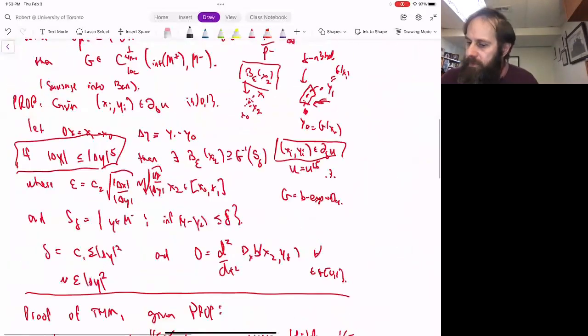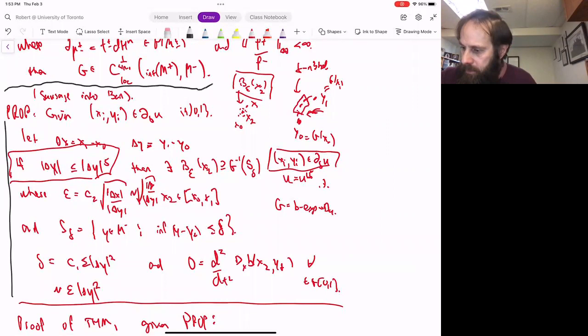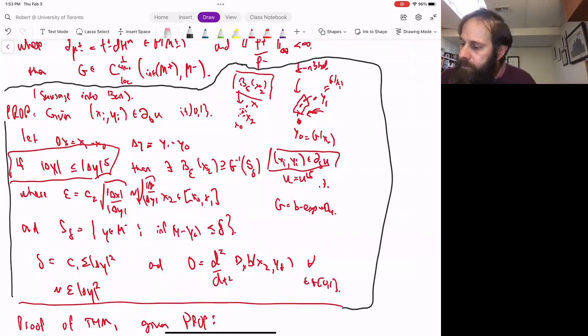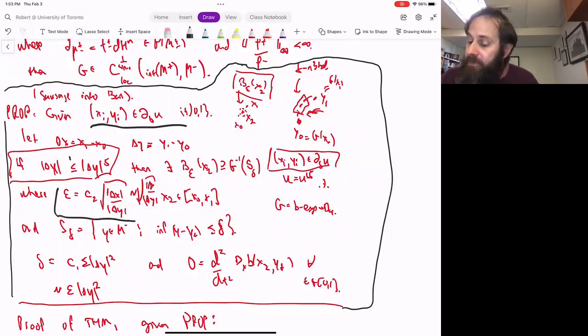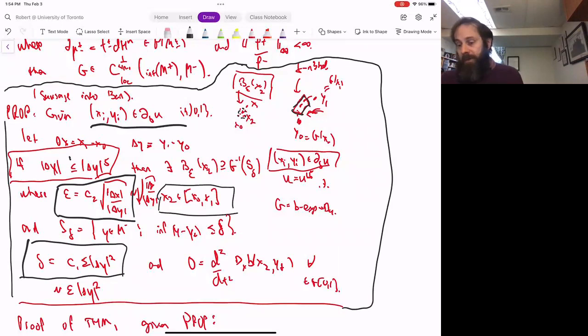So let's see, here's the proposition. This is basically from my notes with Guillen. The proposition starts with 2 points which correspond to each other under the map G, and it assumes that the delta y's are far apart relative to delta x's, and it asserts the existence of the epsilon of this form and the delta of that form, such that this sausage over here has its preimage inside this ball over here, and that the x2 is on the line segment joining x0 to x1.